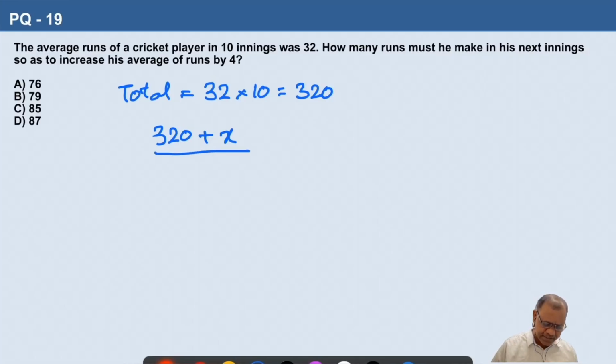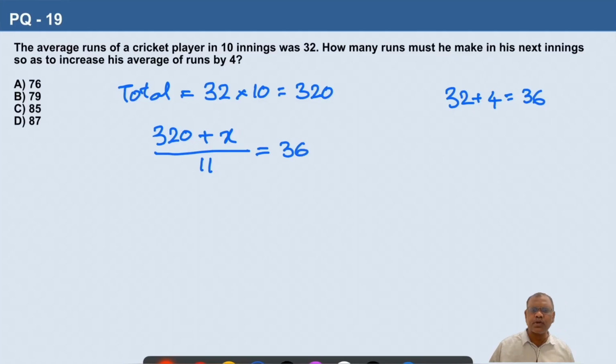So the new average can be found by dividing with 11. So the new average should increase by 4. So what was the initial average? 32. Now it should increase by 4. So that means 32 plus 4 is 36. So the new average must be 36. So by scoring x runs in the 11th innings, the average score should become 36. So what is the value of x? So let us simplify and find out.